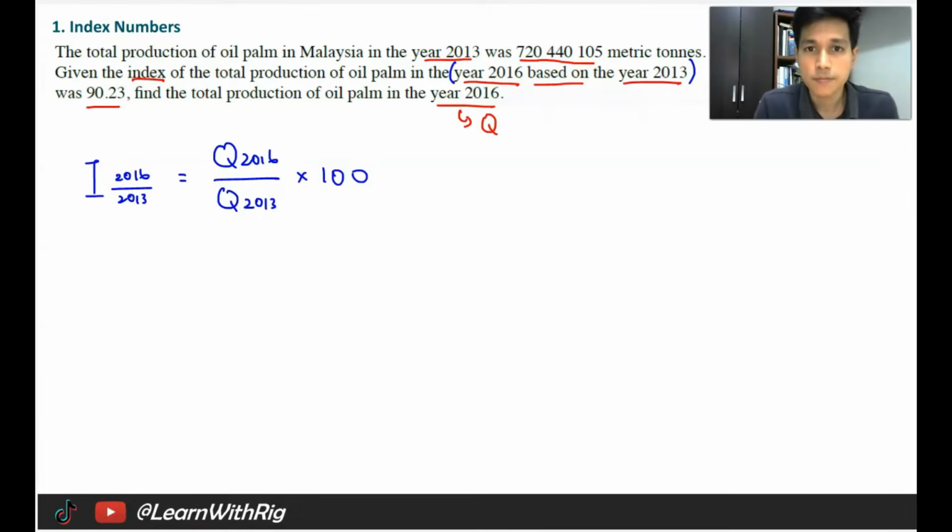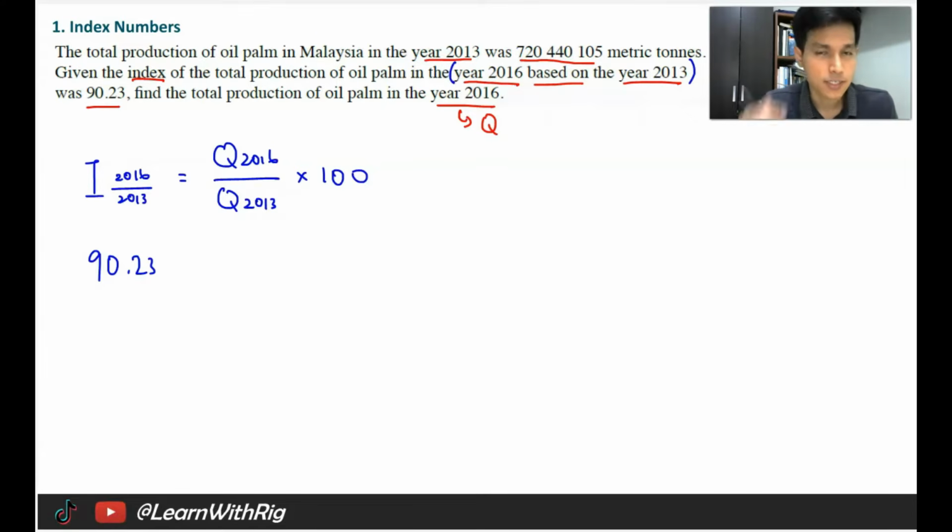So you already know that given the index is 90.23, you substitute 90.23. So what does this tell you? If the index is 90.23, it means the amount dropped, correct? Because it's less than 100. So the amount dropped. So when you find your 2016 value, it has to be lesser than 2013. Otherwise, your answer is wrong.